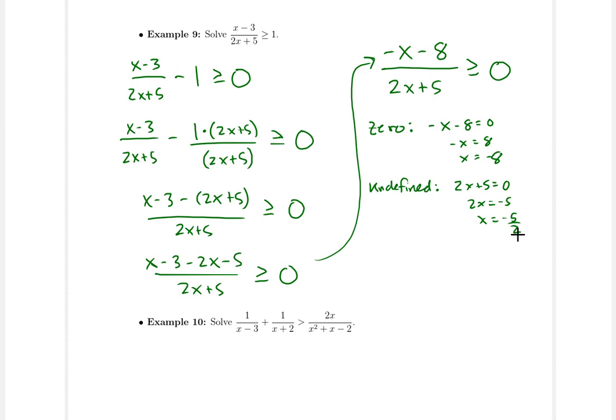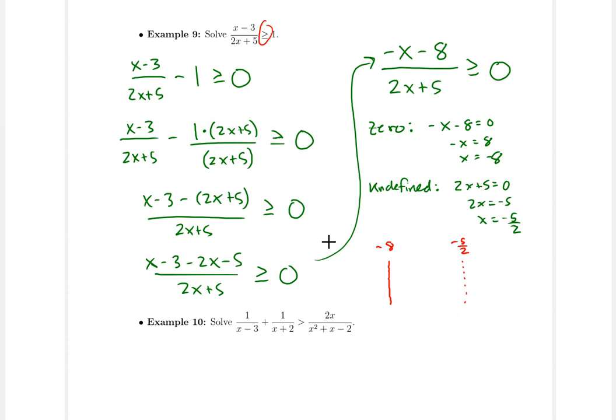So in this case, our sign chart is going to be, I'm going to do this in a different color just to make it stand out, negative 8 and negative 5 halves. It's greater than or equal to, so it's okay for this thing to be 0, so I make a solid line here. I do not, however, want to divide by 0. So I'll put a dashed line there.